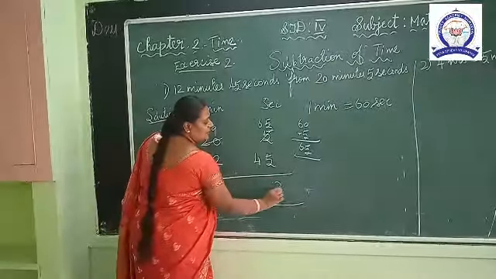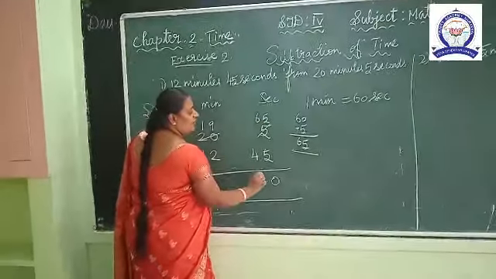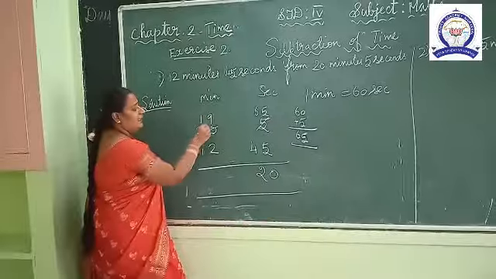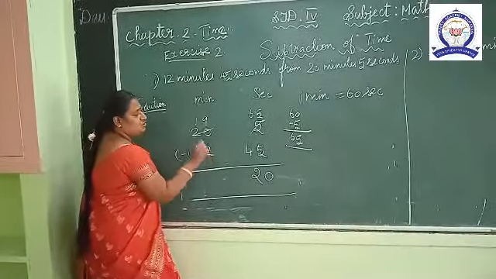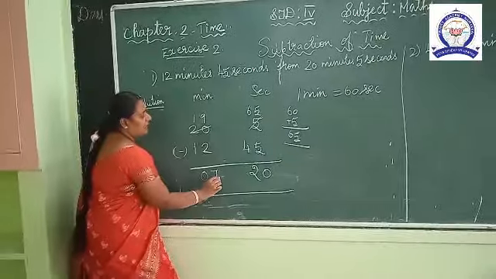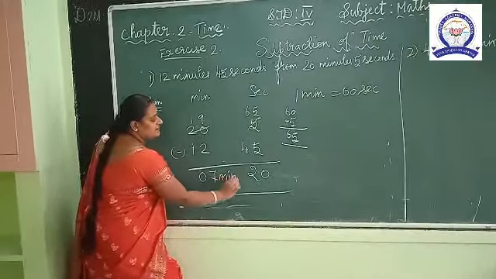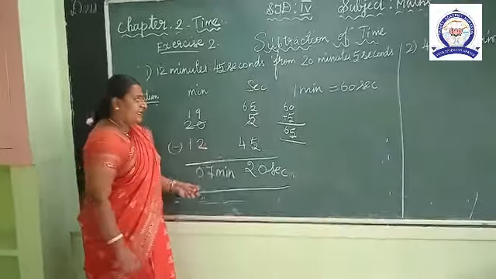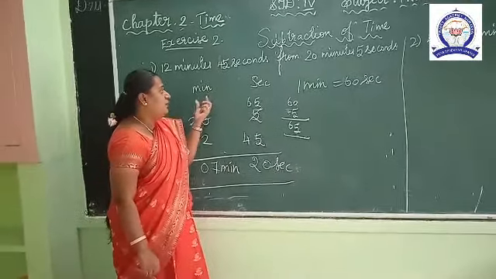5 minus 5 is 0. 6 minus 4 is 2. Now here 9 minus 2 is 7. 1 minus 1 is 0. Therefore your answer is 7 minutes 20 seconds. 7 minutes 20 seconds.